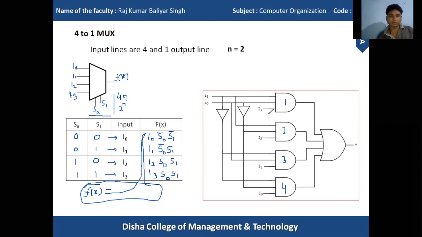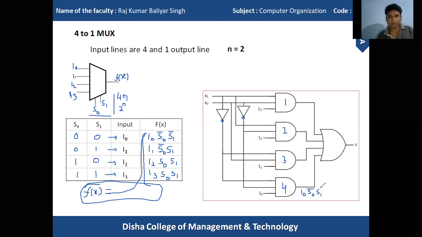Okay, so for this, s0, I0, s0 not, s1 not, this is my input line s0, and this is s0 not and I0. So see, these are the NOT gates. Okay, don't get confused, it is the bubble here, it is a small bubble so not visible. Okay, it's the bubble here. Okay, so this produces I0, s0 not and s1 not.